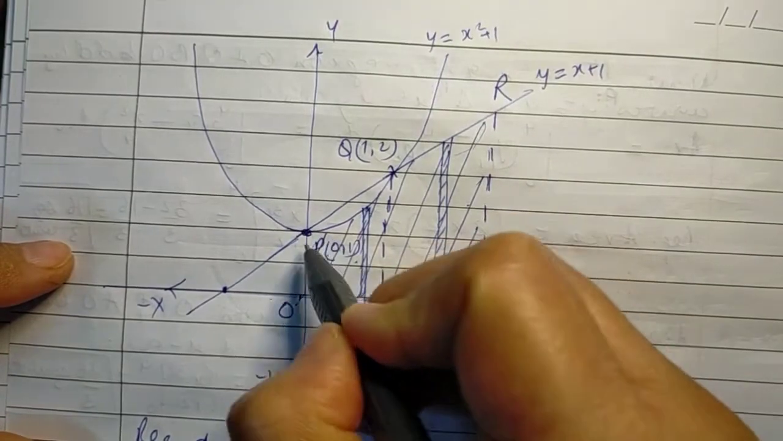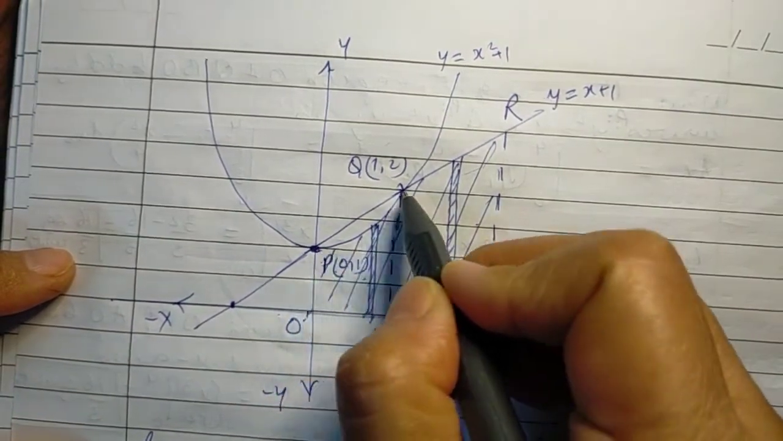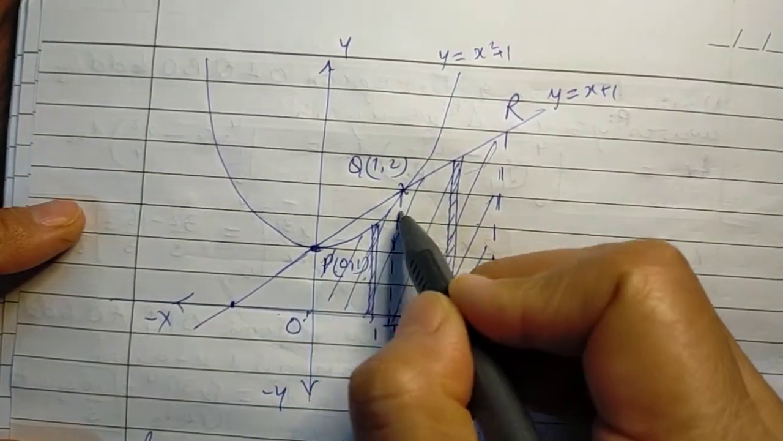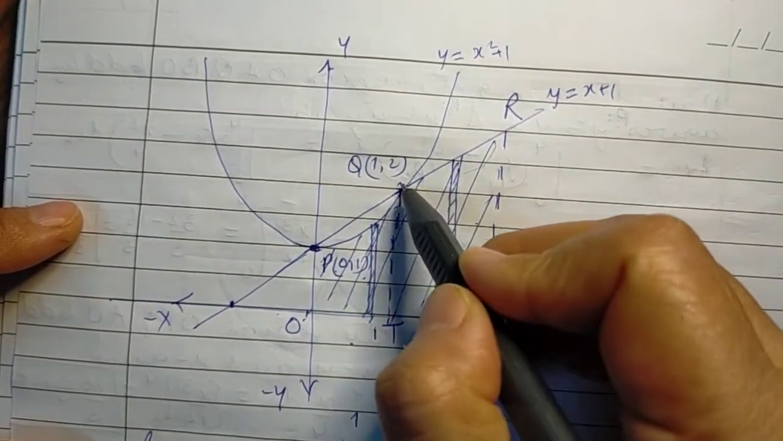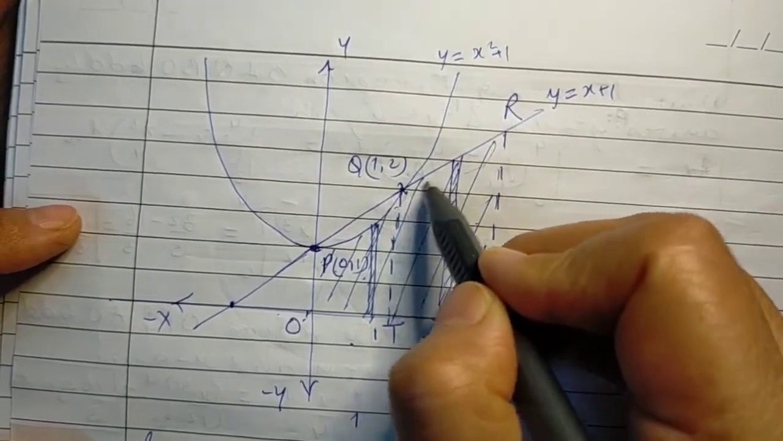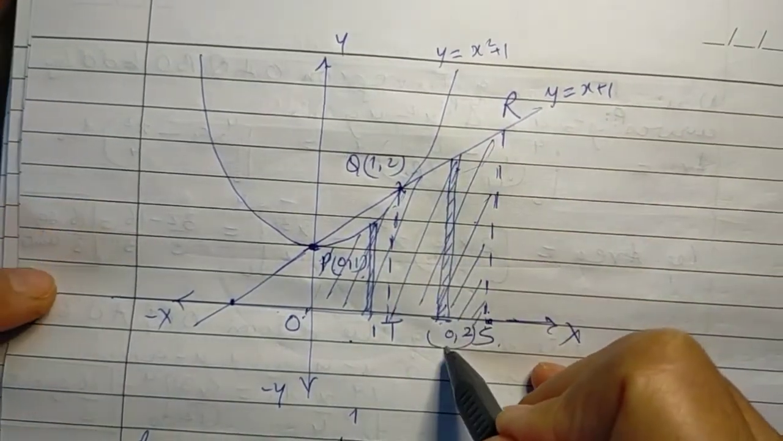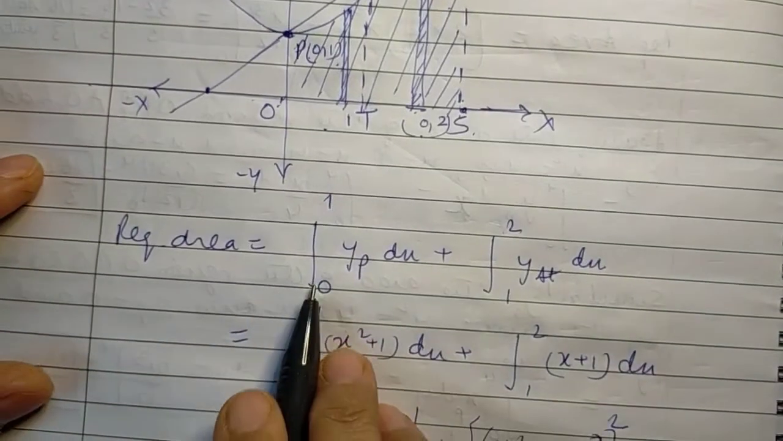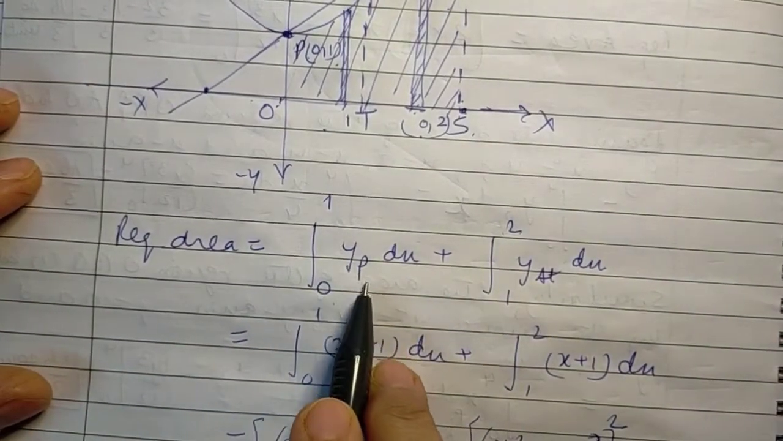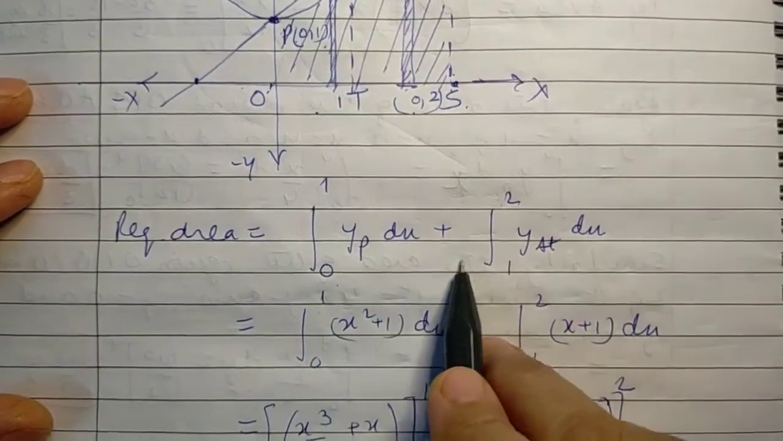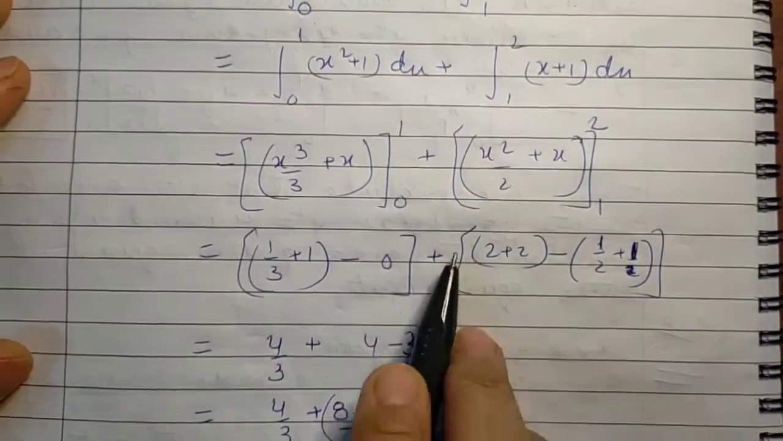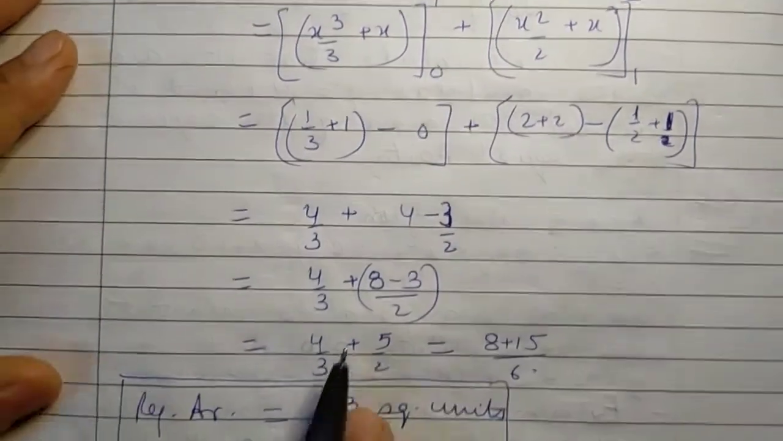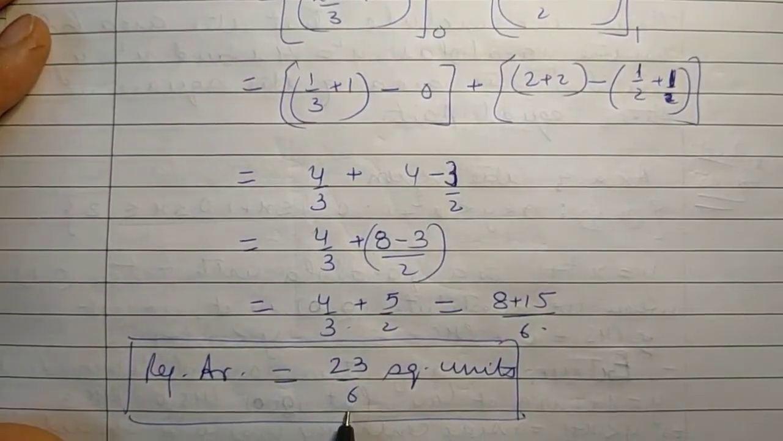Now we can clearly see that from point P to Q, the area is between the parabola and the x-axis, whereas from Q to R, the area is between the straight line and the x-axis. And so the required area is the integral from 0 to 1 of y on the parabola dx plus the integral from 1 to 2 of y on the straight line. Substitute the equations and solve, and solving we get the required area as 23 by 6 square units.